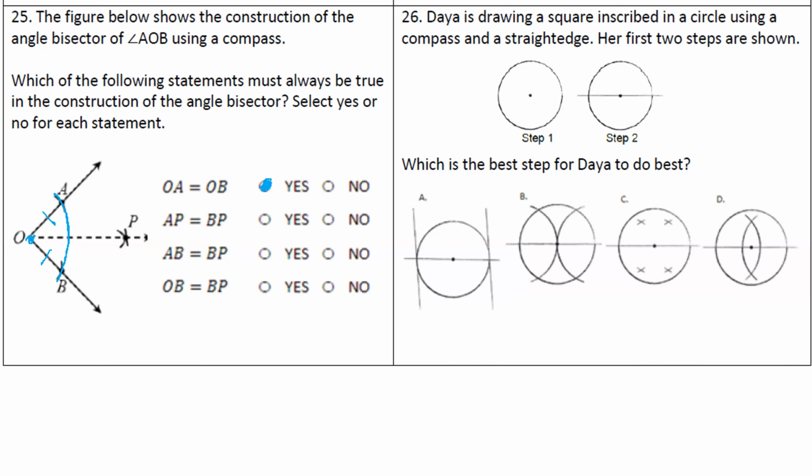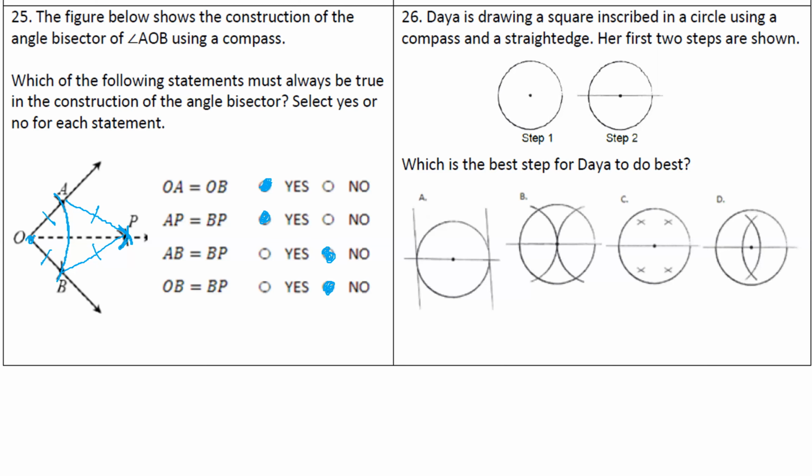Then we swing an arc from both A and B out in front so that we have the same length going from A as we do from B to meet at point P. So AP and BP have to be the same length. These other 2, not only do they not make any sense, but if you look at them on the diagram, they don't even look like they could possibly be equal. Again, sometimes you can look at the figure and tell that it doesn't make sense. So both of those last 2 are no's.